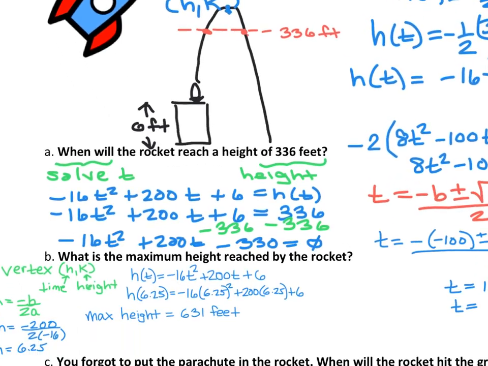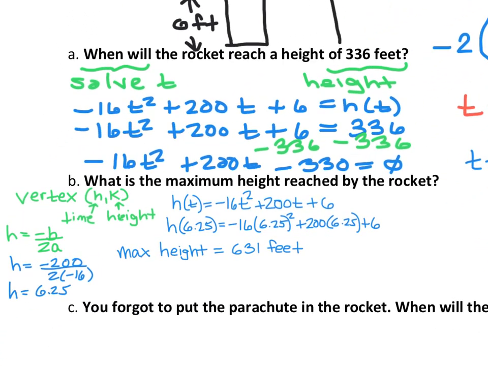But you could sort of think about this vertex then. Let me write this down here. Our vertex is at a time point of 6 1/4 seconds, and it reaches its maximum height at 631 feet. So this is our vertex.